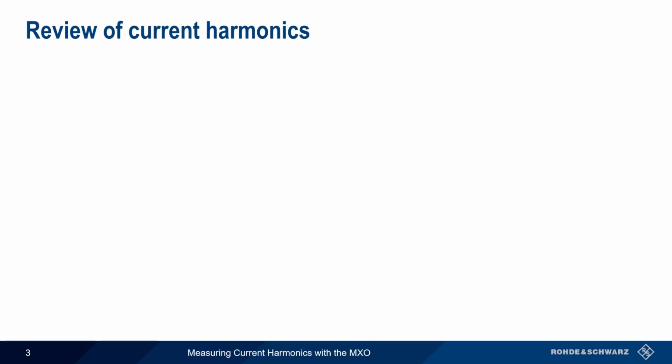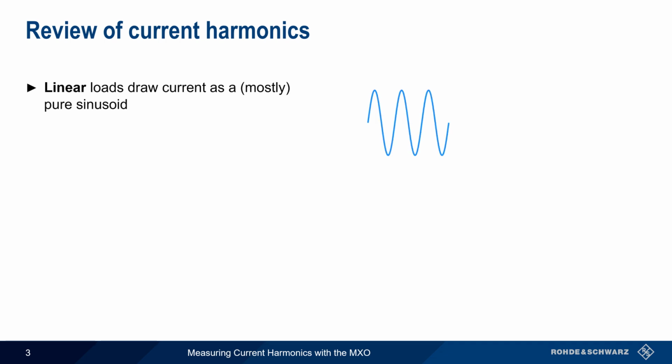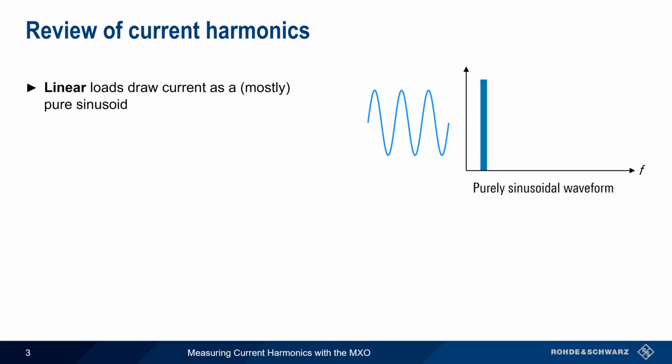There are two general categories of loads, linear and nonlinear. A linear load draws current such that the resulting current waveform is sinusoidal. This means that only a single peak will be seen in the frequency domain representation of this waveform.